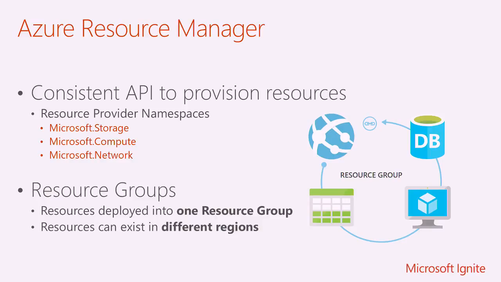So there are resource provider namespaces for all of the common different types of resources that you want to deploy to Azure. So Microsoft Storage for storage accounts, Compute for VMs, Network for virtual networks, network interface cards, that kind of stuff. And with resource groups, you deploy all of your resources into one resource group. It's kind of like a container for a collection of resources. But the individual resources that you deploy into that resource group can actually live in separate locations. They don't have to be tied to the location of the resource group itself.